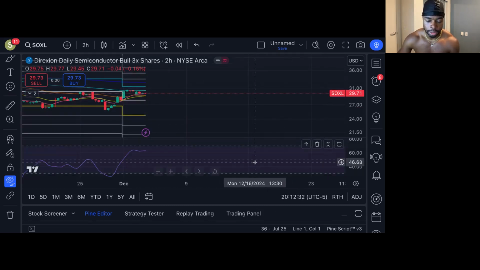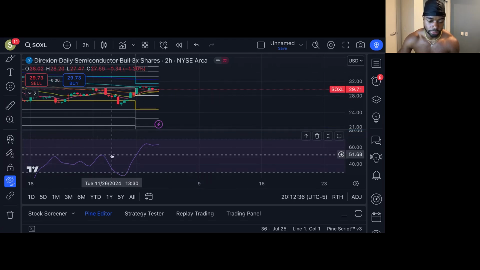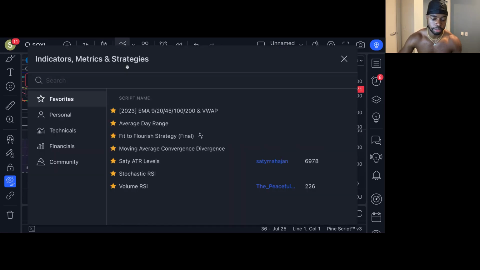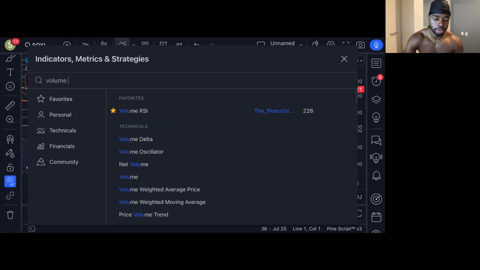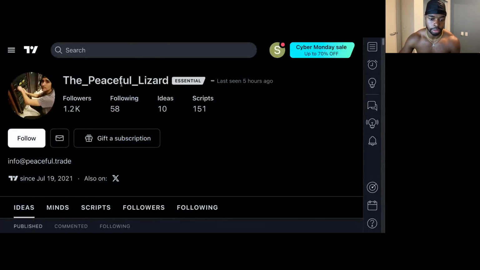Now, the last and final indicator that I use is the volume RSI. This volume RSI is a specific one, so let's go to indicators here. I use volume RSI, and the one I use is by the Peaceful Lizard. People are always asking me, hey, which one do you use? This is the one I use.